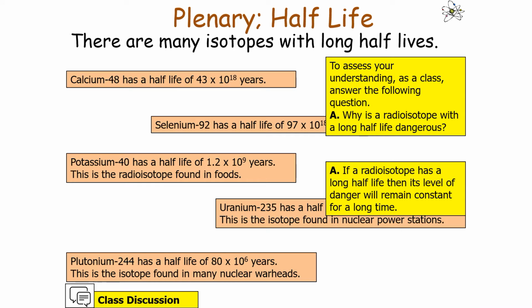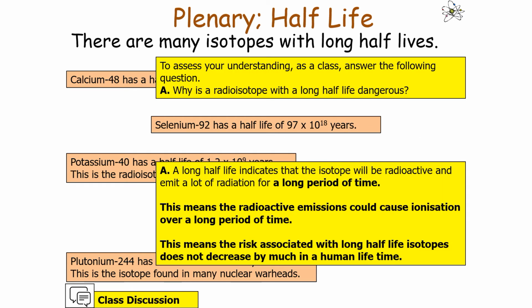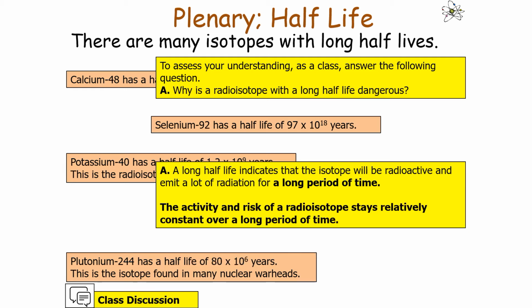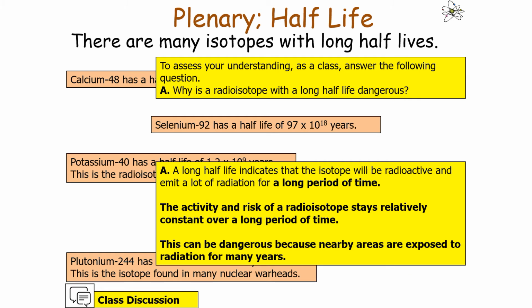So it's important to note that if a radioisotope has a long half-life, then its level of danger and activity will remain constant for a long time. So this means that the risk associated with long half-life isotopes does not decrease by much in a human's lifetime. So the activity and the risk of a radioisotope with a long half-life stays relatively constant over a long period of time. Now this can be dangerous because nearby areas will therefore be exposed to radiation for many years.